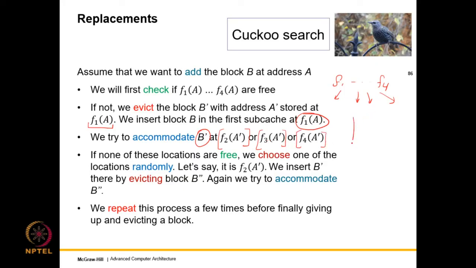So what did we do? Since we didn't find a free location, we essentially tossed block B' out from subcache 1 and put in block B.